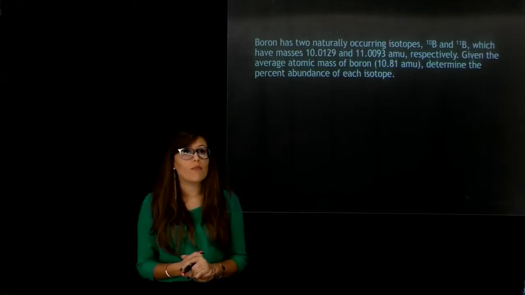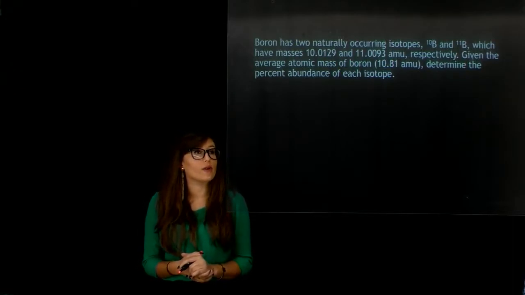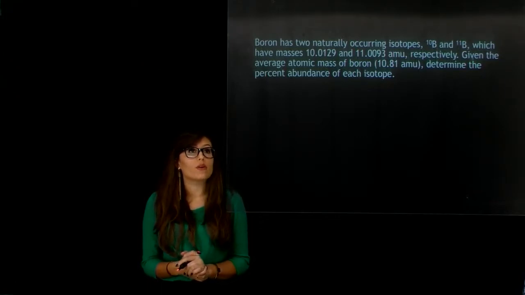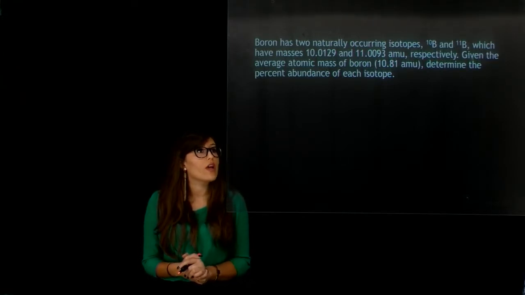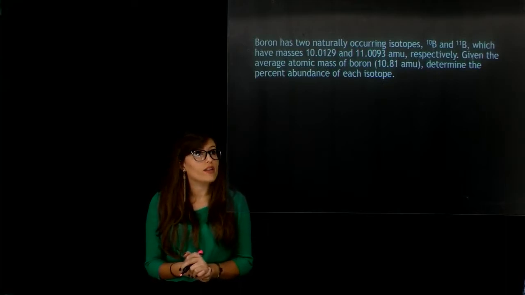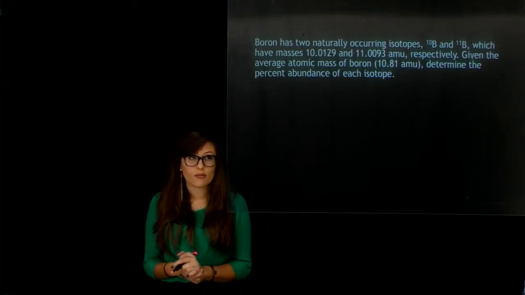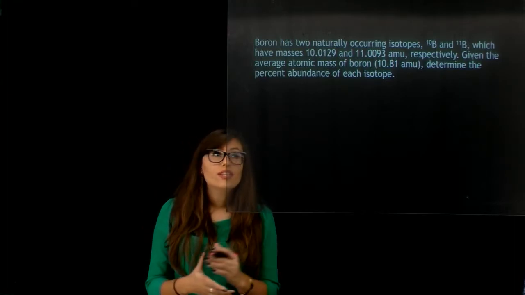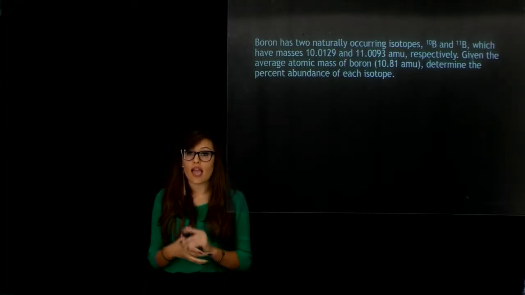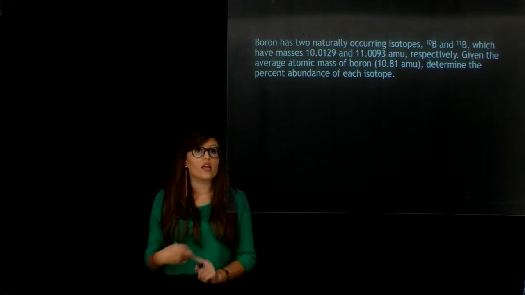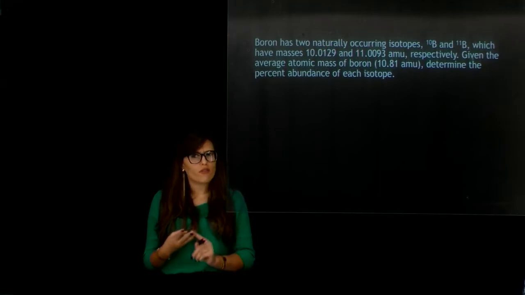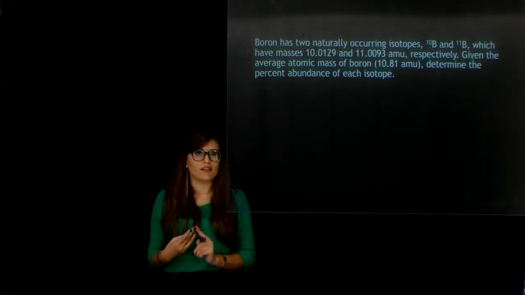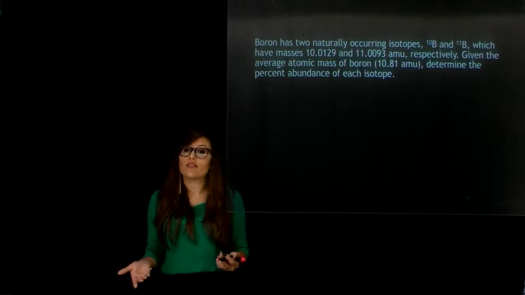The following problem states: boron has two naturally occurring isotopes, boron-10 and boron-11, which have masses of 10.0129 and 11.0093 AMUs. Given the average atomic mass of boron, determine the percent abundance of each isotope. So in this problem, they are giving us the average atomic mass of boron and the two isotopes and the masses associated to them for boron. However, they don't give us the percent abundance of each. And so that's what we're trying to find in this problem.